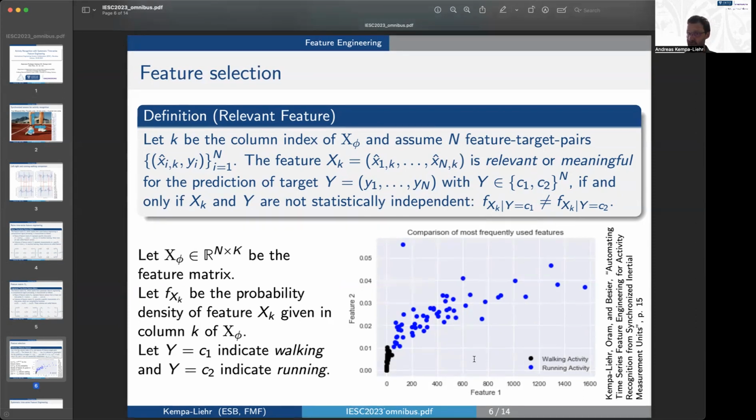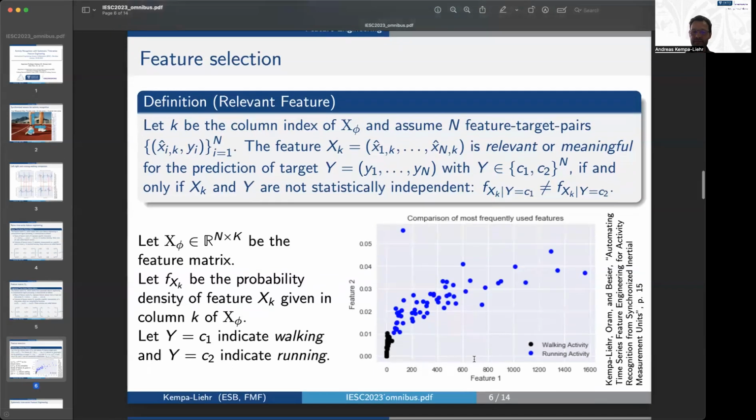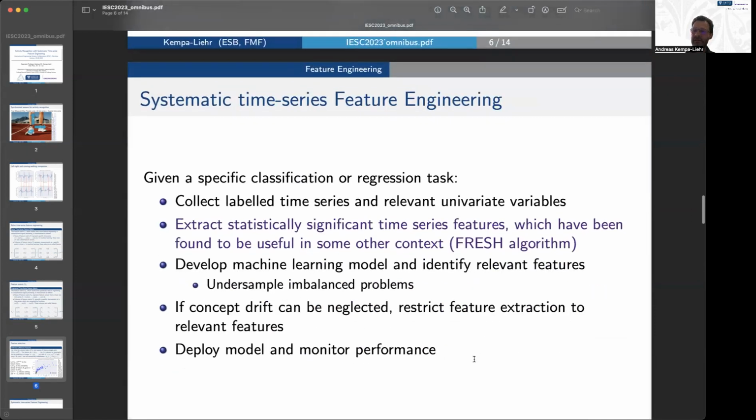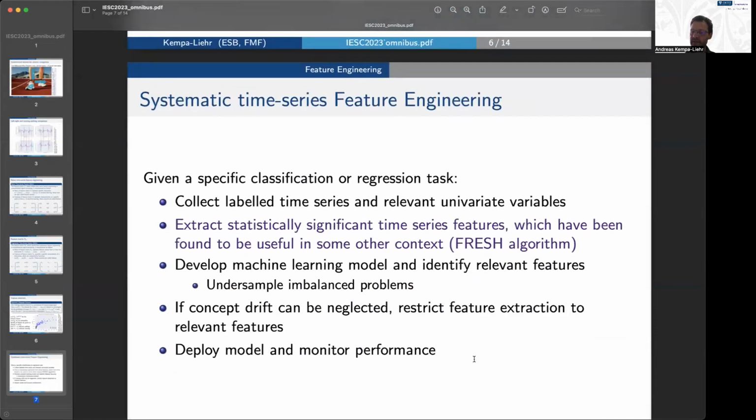Now, you can do this, of course, manually, right? But it's very tedious to do this for thousands of features, which you easily have when you compute 800 features for 24 different input time series. Therefore, everything has been automated, both the feature extraction and the feature selection. This automation is the so-called FRESH algorithm, which needs to be integrated into the systematic time series feature engineering process.